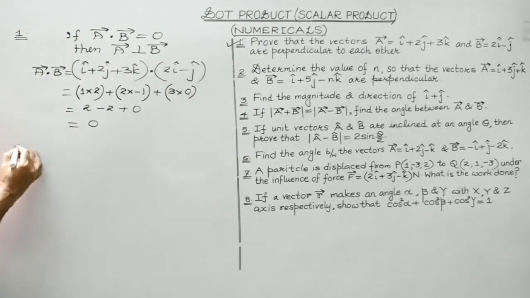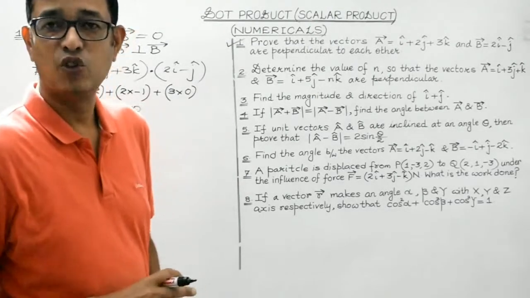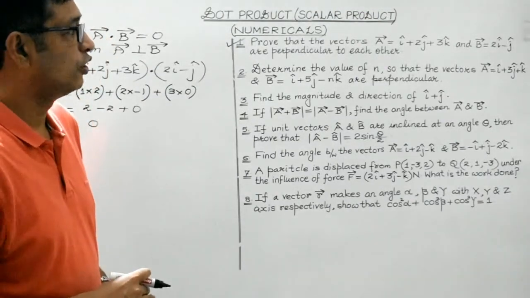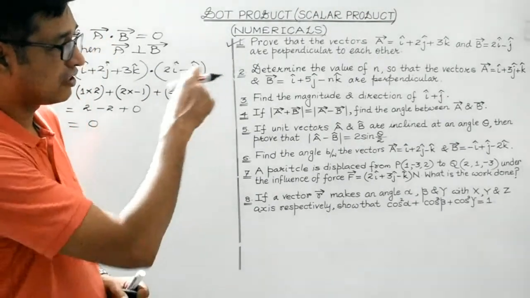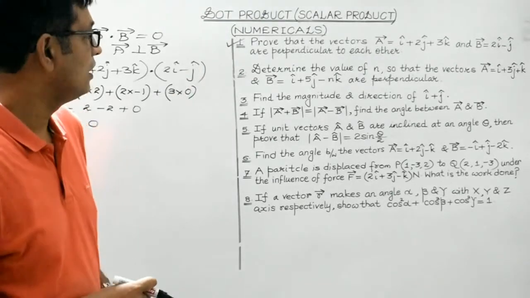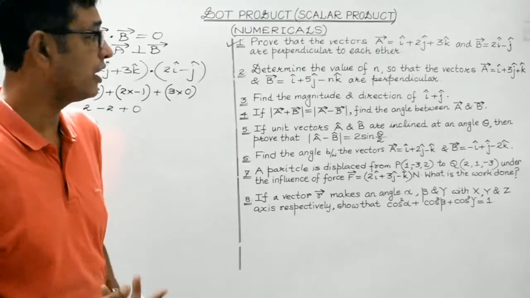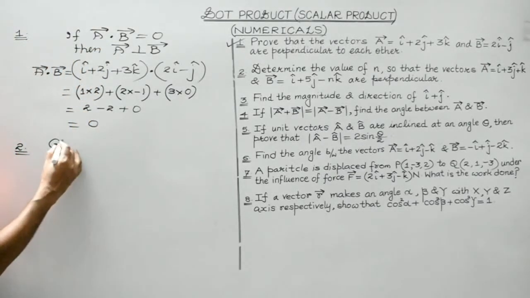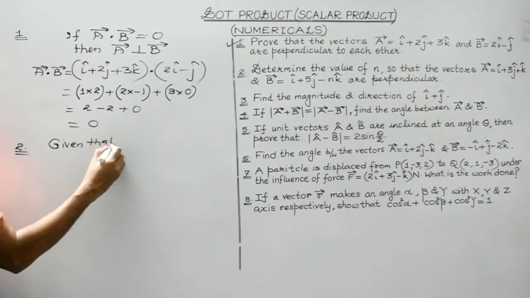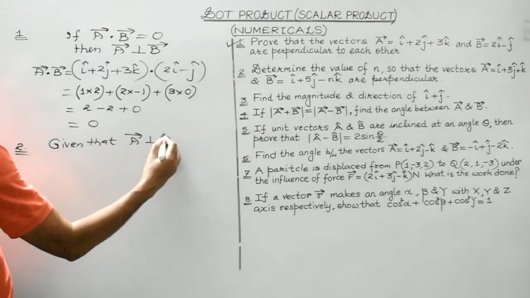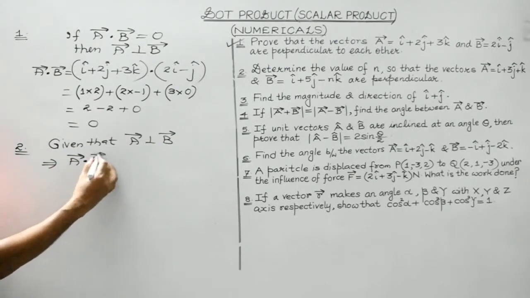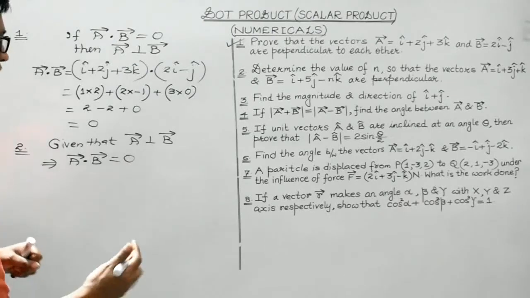Okay, let's concentrate on the second question. It's a similar question, a very simple one and an important one too. Determine the value of n so that the vectors A vector, which is i cap plus 3j cap plus k cap, and B vector, which is i cap plus 5j cap minus nk cap, are perpendicular. So it is given that A vector is perpendicular to B vector, which implies that their dot product must be 0. Right? Let's find its dot product.